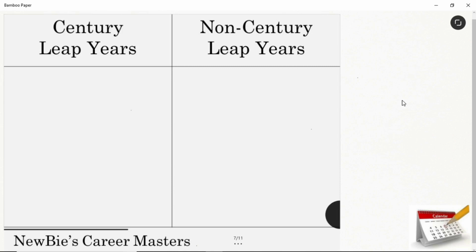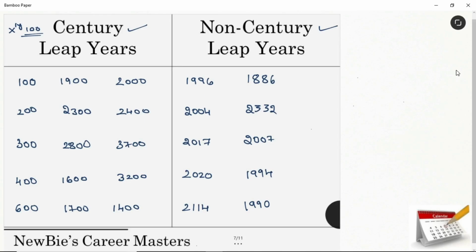In this video, we'll learn how to check whether the given year is a leap year or an ordinary year. First of all, I split the years into century years and non-century years. Century years are multiples of 100, like 100, 200, 300, 2000, 3000, 2400. The years which end with double zeros are century years. Clear? The rest are non-century years. Simple. Here is a list of a few century years and non-century years.